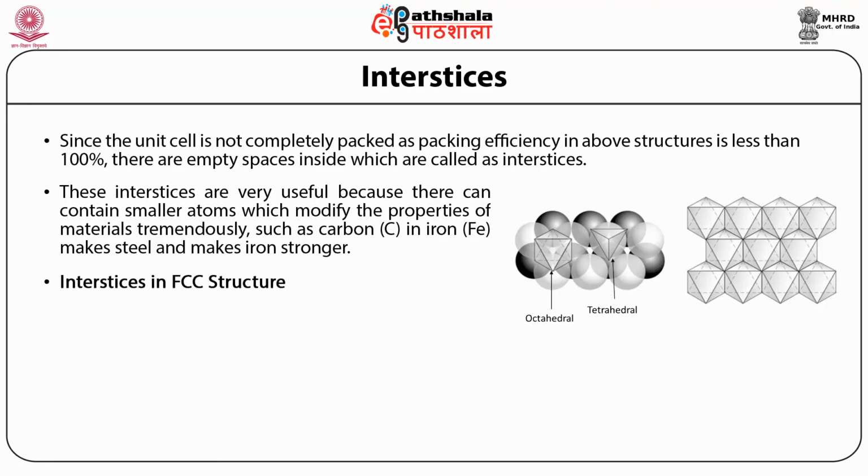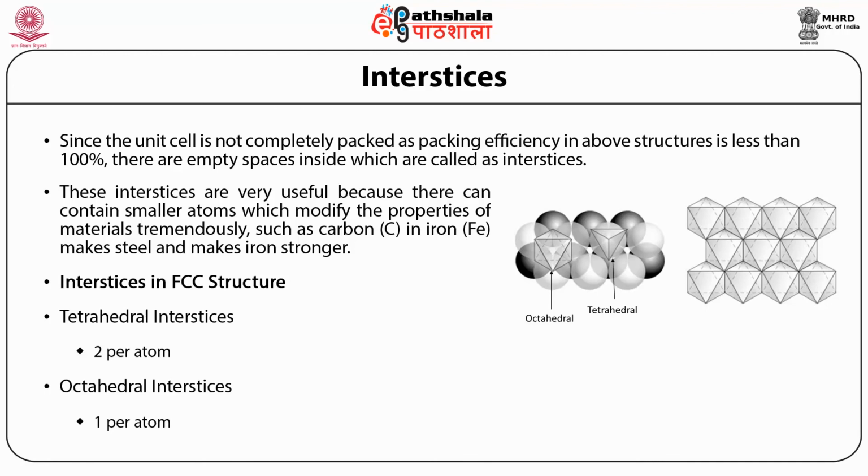Interstices in FCC structure can be of two types. So there are two possibilities. First is tetrahedral interstices, which has two per atom. The second is octahedral interstices, which has one per atom. So in the figure shown below, you can see that two types of interstices can exist. First is octahedral and second is tetrahedral.